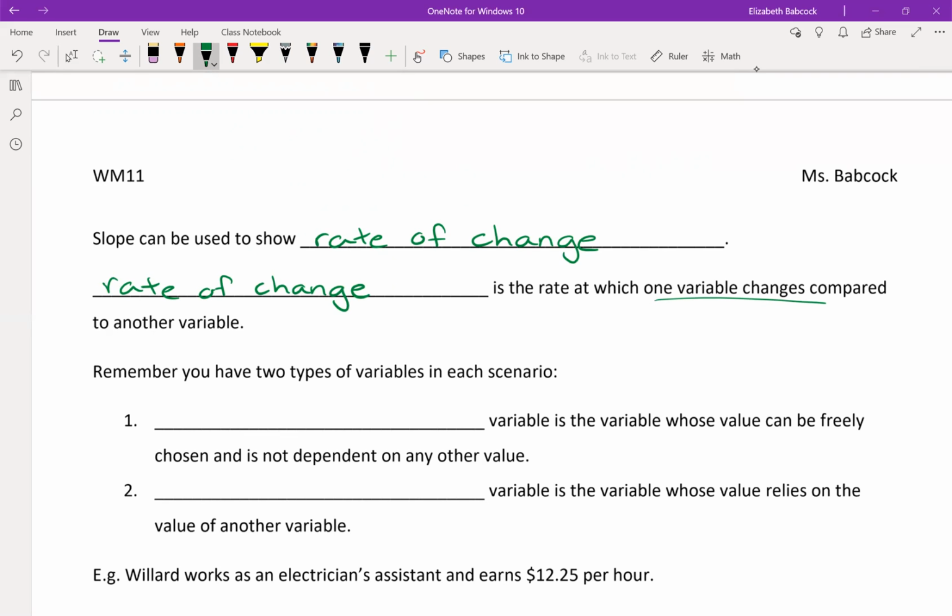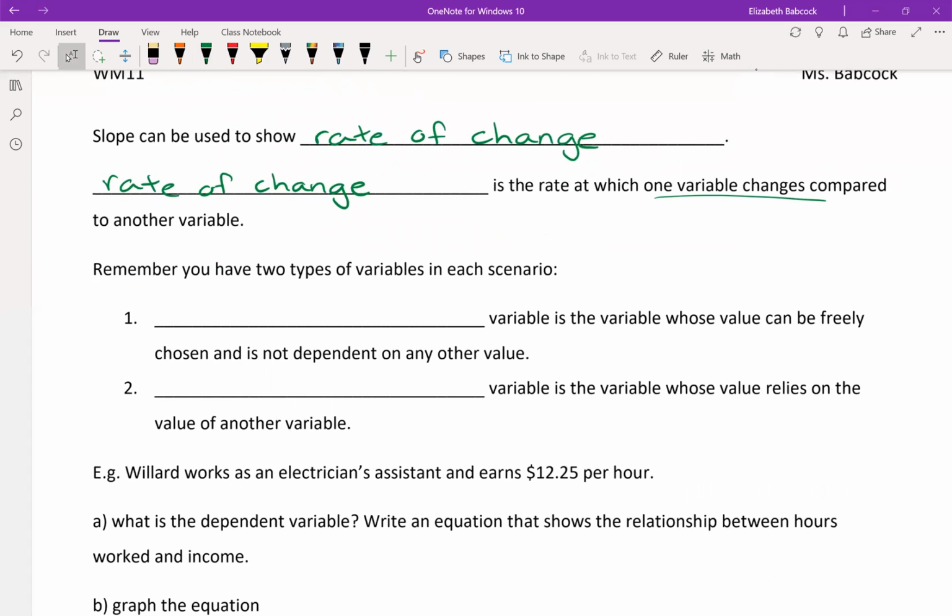One thing you need to remember is that when you are looking at each scenario in a graphed situation, you have 2 different types of variables. You have an independent variable and a dependent variable. Which variable do you think is the one that can be freely chosen, not dependent on any other value? If you thought independent, you're correct. Your independent variable is a variable whose values can be freely chosen no matter what. Another thing to keep in mind is this is always on the horizontal axis. Okay, so x-axis, horizontal axis.